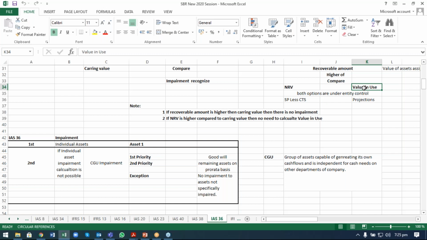For example, we have a production department, an assembly department, and a finishing department. We have three departments in total, and we thought that our assembly department might have been impaired, but as we cannot find out the value in use of this assembly department standalone, we have to calculate the value in use of the whole department group as a whole.